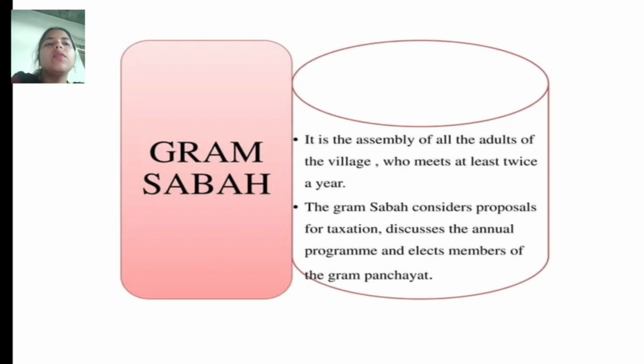First is the Gram Sabha. It is the assembly of all the adults of the village who meet at least twice a year. The Gram Sabha considers proposals for taxation, discusses the annual program, and elects the members of the Gram Panchayat.